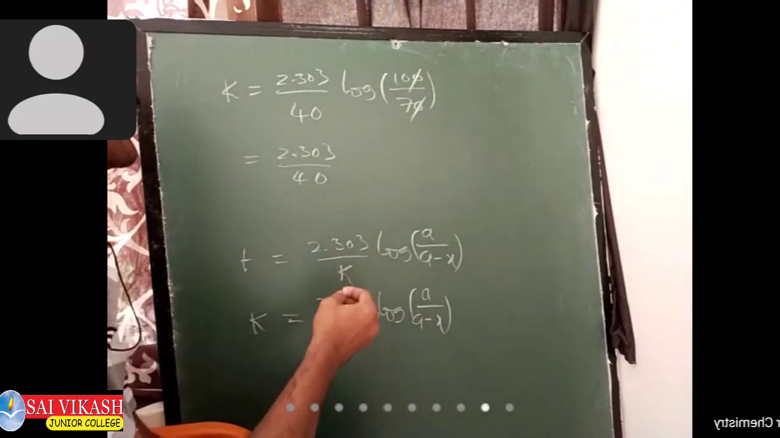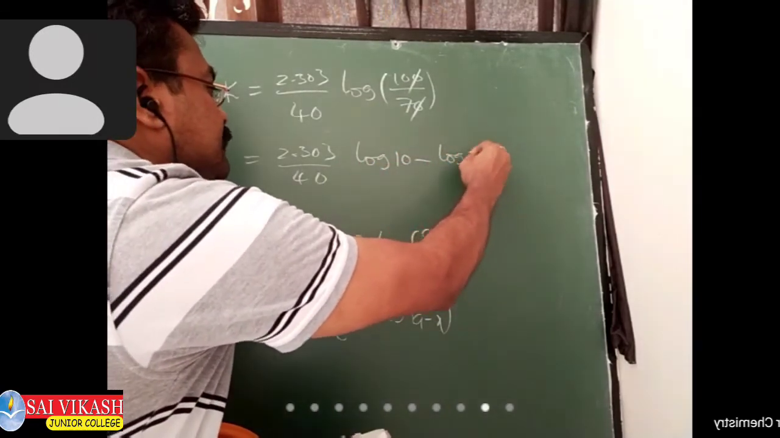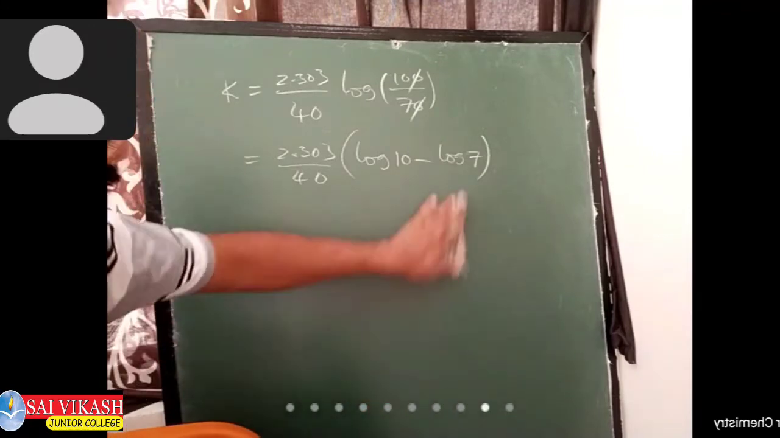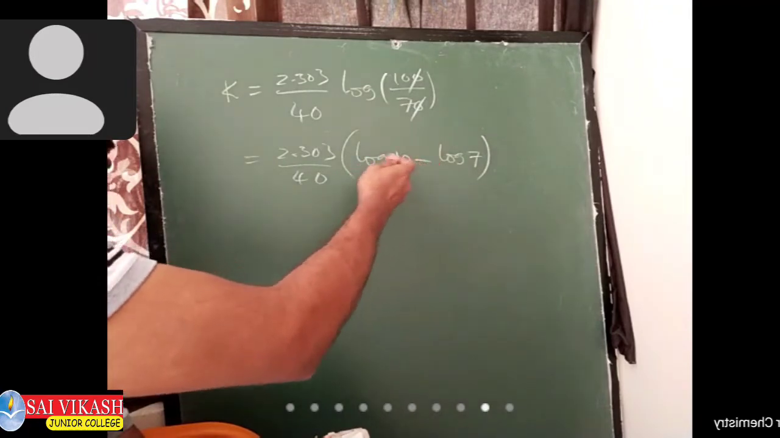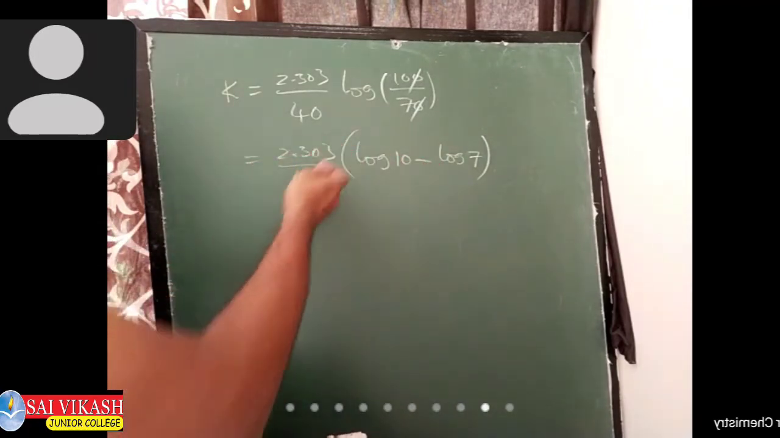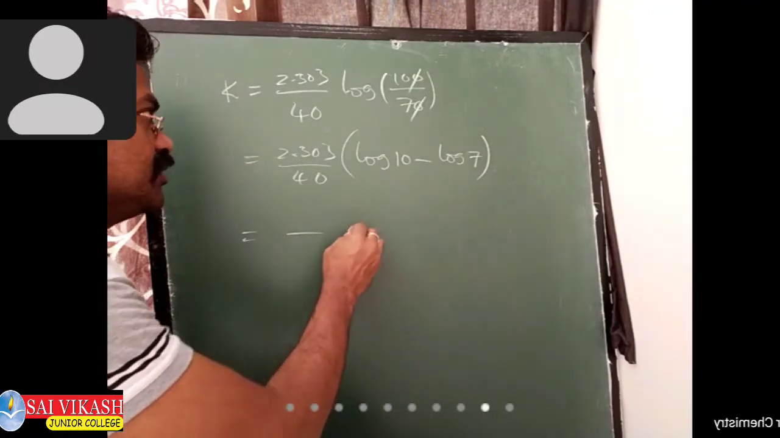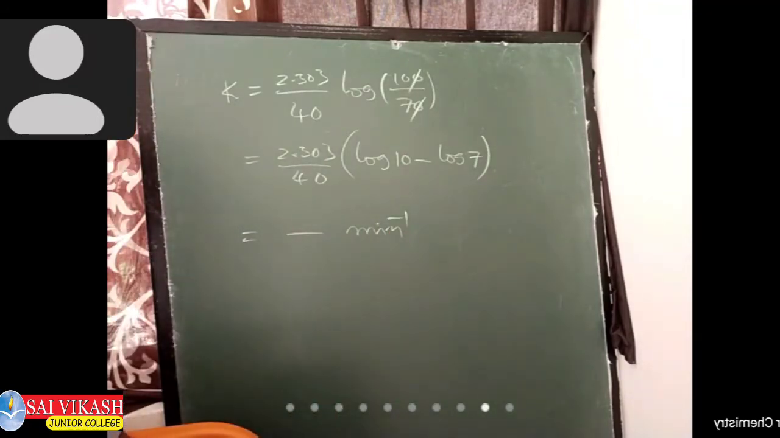Log 10 by 7 means log A by B, which means log 10 minus log 7. Use log tables for this. Log 10 value is 1, log 7 is 0.8 something. Subtract and you will get some value into 2.303 by 40. Simplify, you will get the answer. Since time was given in minutes, the answer will be per minute. That's it, 4.19. Similarly 4.18 you can also do.